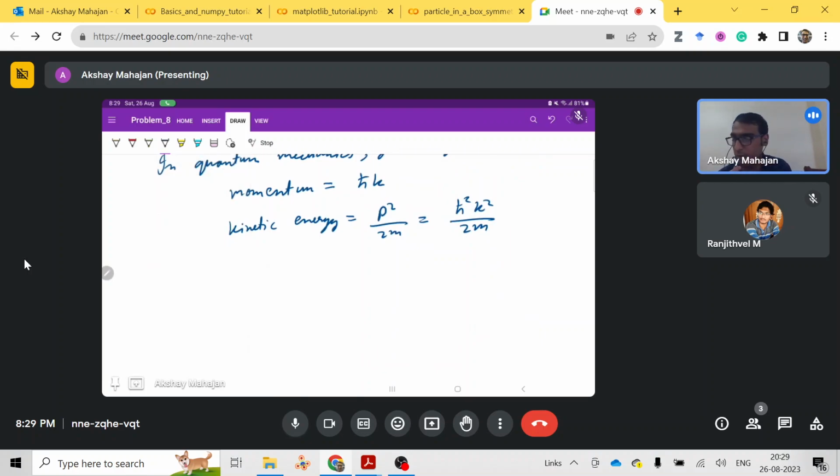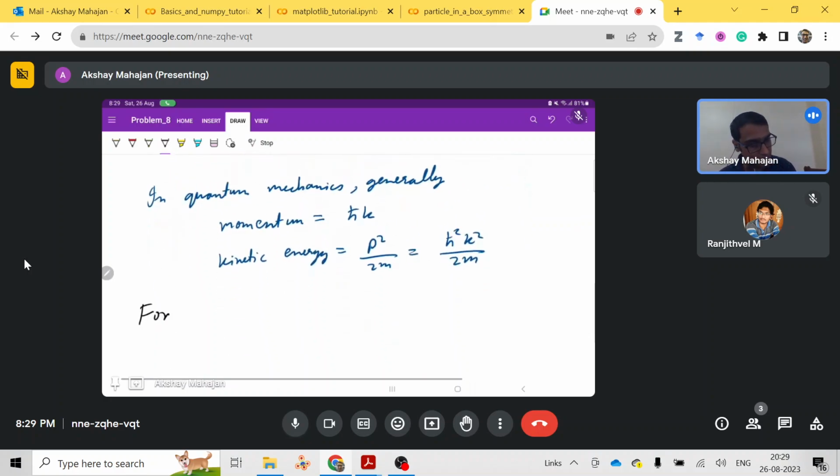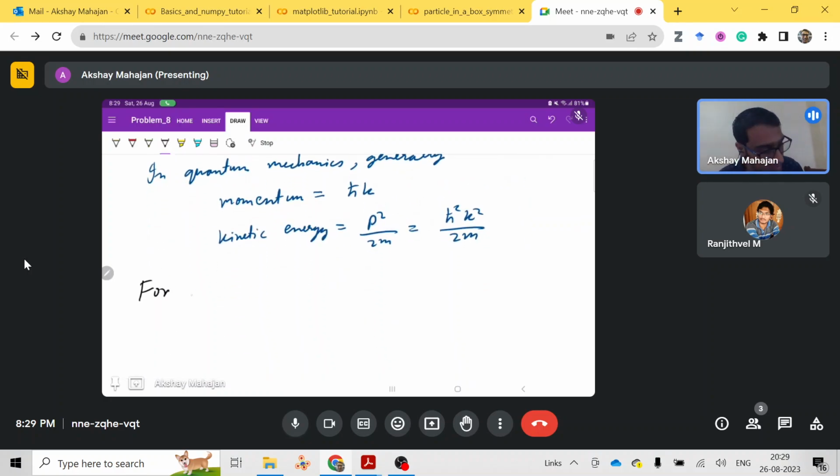So we have the energy of the particle, and we have to find the de Broglie wavelength, and we have all these definitions now with us. Now for a particle in a 1D box, potential energy is 0. When we say this infinite potential, the condition is that V equals 0, so there is no potential energy. So the energy of the particle equals its kinetic energy, which is given by h cross square k square by 2m.